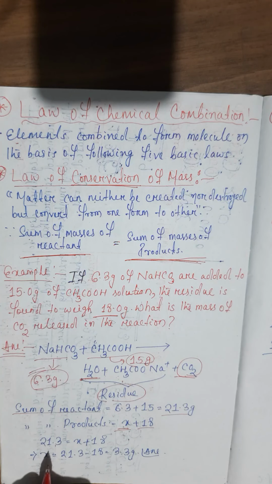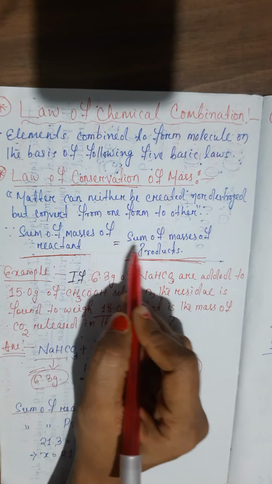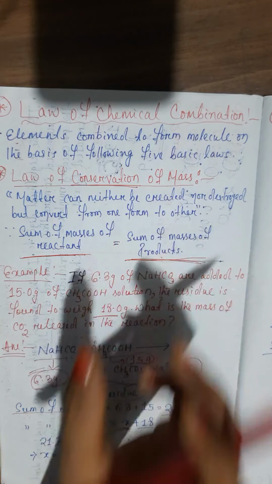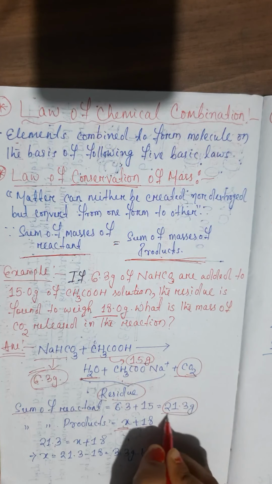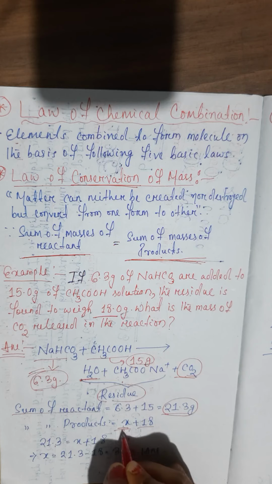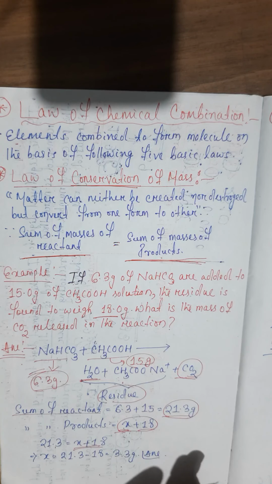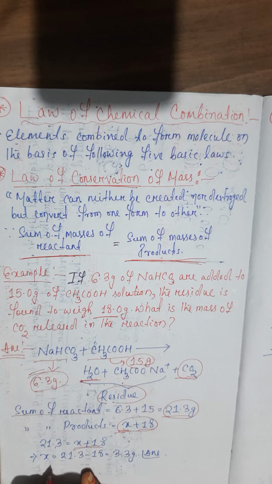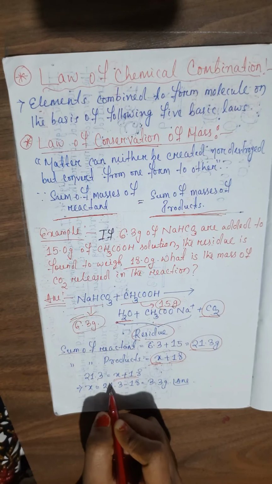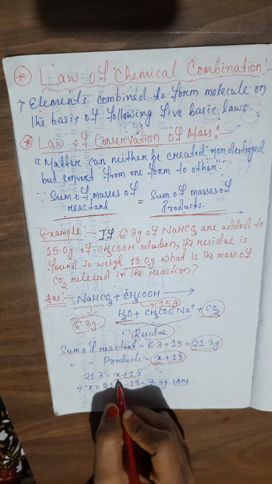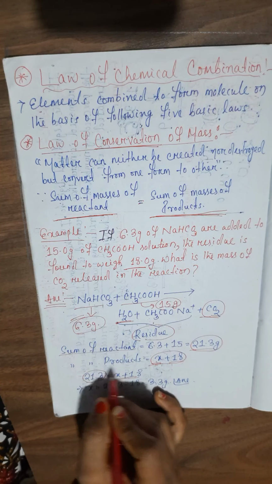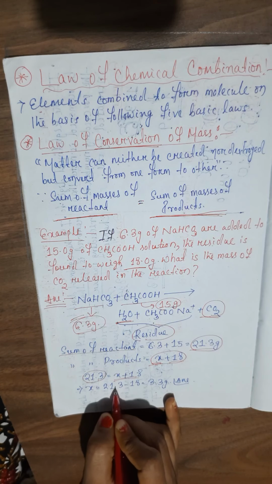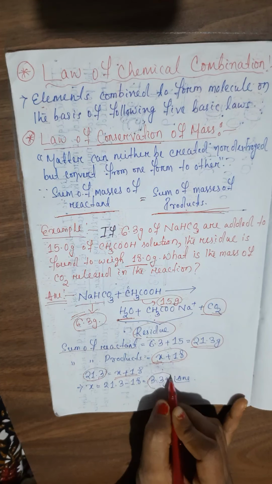So according to the law, as we know, the sum of the masses of the reactants is equal to the sum of the masses of the products. So just put the data according to the formula. Here the sum of the reactants is how much? 21.3 is equal to the sum of the products, which is X plus 18. Got my point, student? So now what will be our aim? Our aim will be to find out the value of X. So X is equal to, now transpose 21.3 to the RHS side, 21.3 minus 18, then the answer will be 3.3 gram.